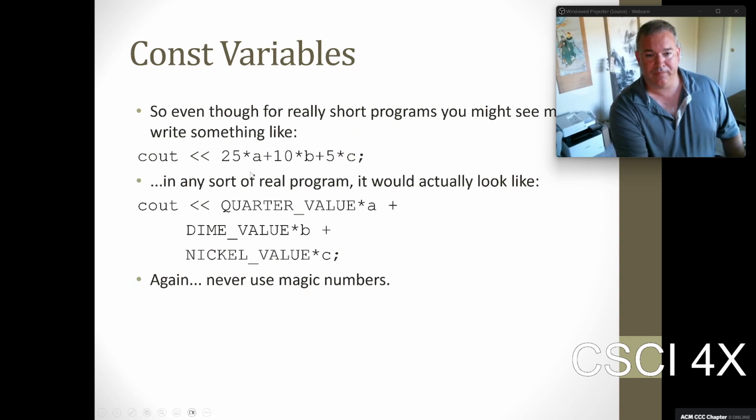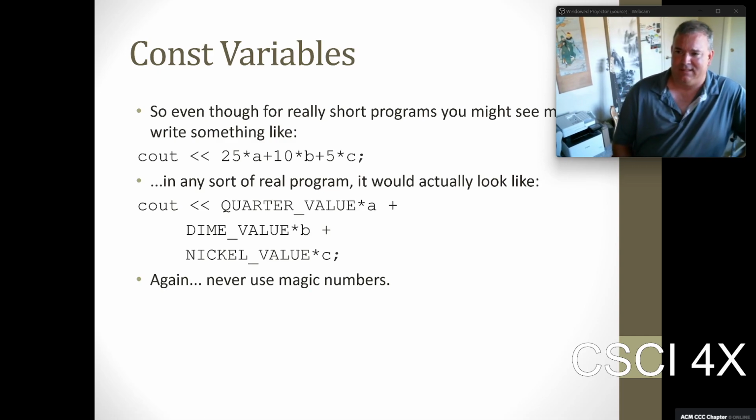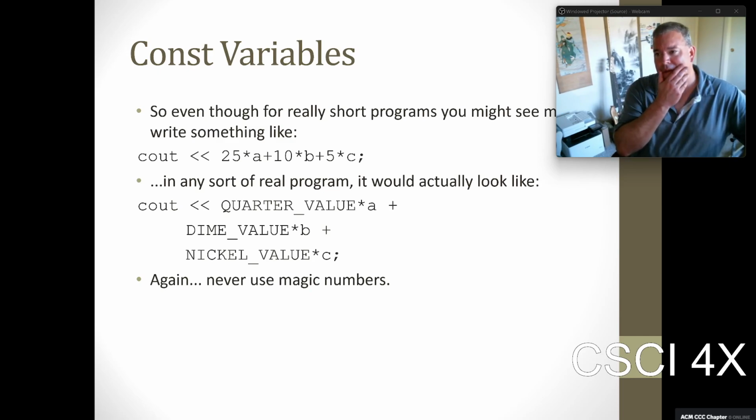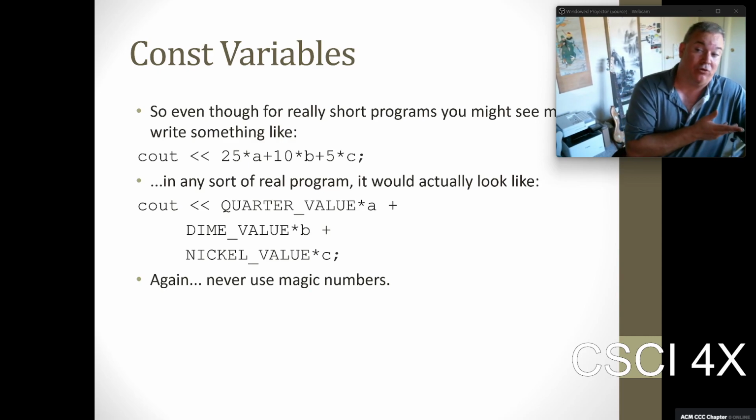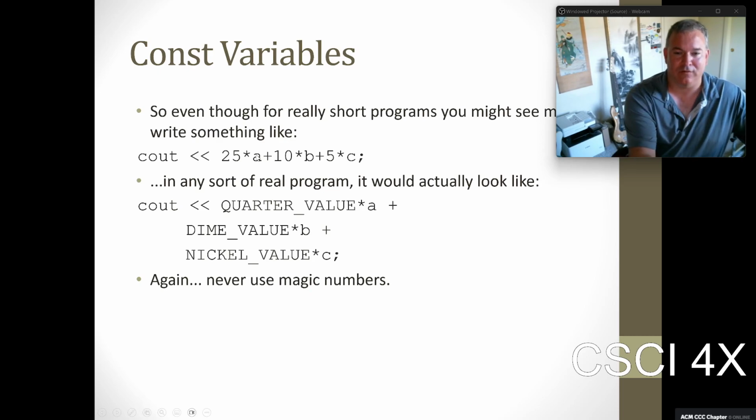Okay, so yeah, this is bad code here. 25 times A plus 10 times B plus 5 times C. If I just gave that to you out of context, you'd be like, I don't know, what is that? But if I had quarter value times A plus dime value times B plus nickel value times C, now you know, oh, okay, all right. So A is probably the number of quarters. A probably should be named the number of quarters. But notice that even just with the constant having a name there, you're like, okay, I understand now.